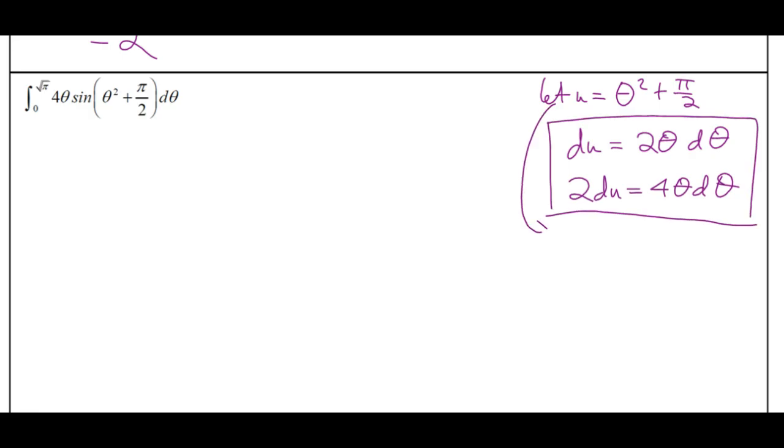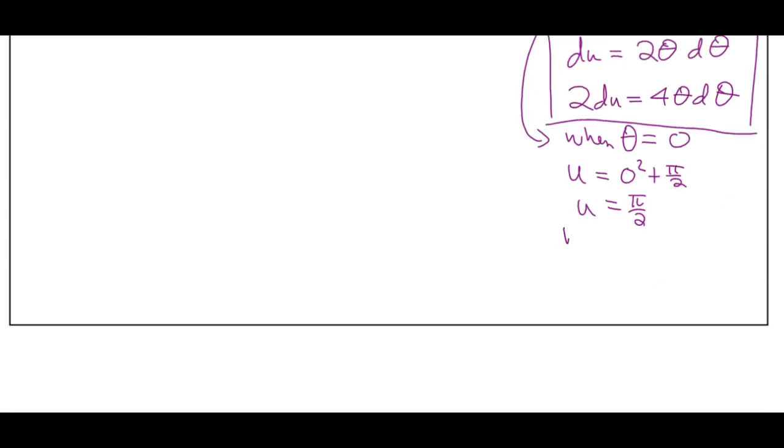Box that up. Now we say, oh, okay, when theta was 0, then what's u? So when theta is 0, u is pi over 2. And we just plug in, right? Because we have an expression for u. And when theta is root pi, u is equal to root pi quantity squared plus pi over 2. So what's that equal to? 3 pi over 2.